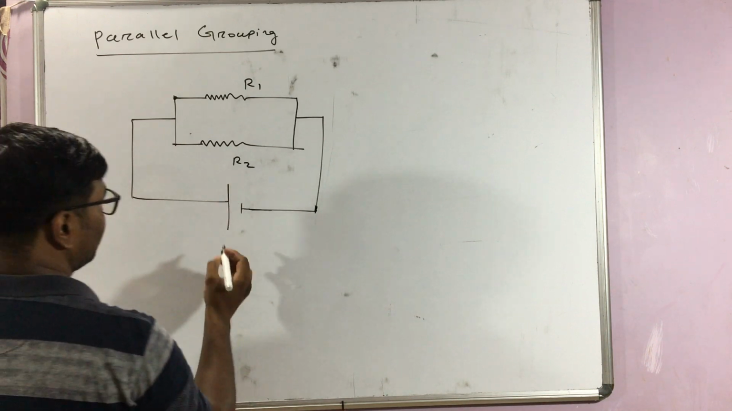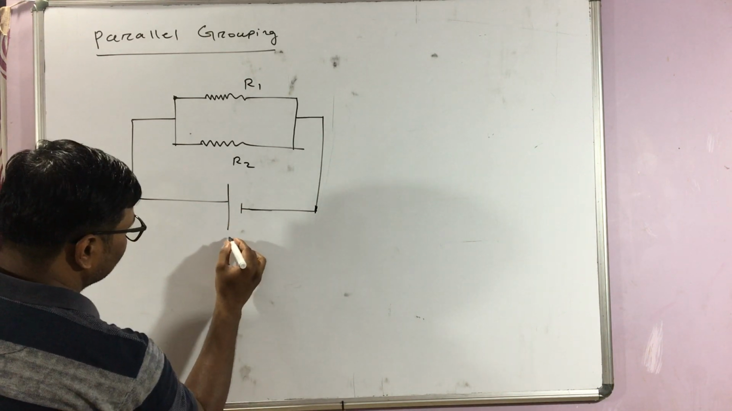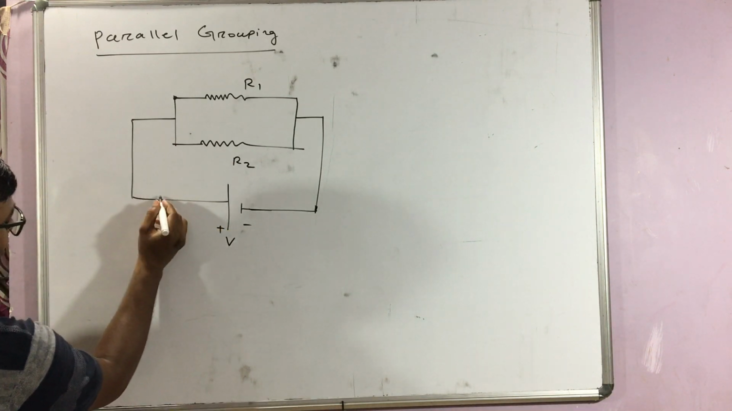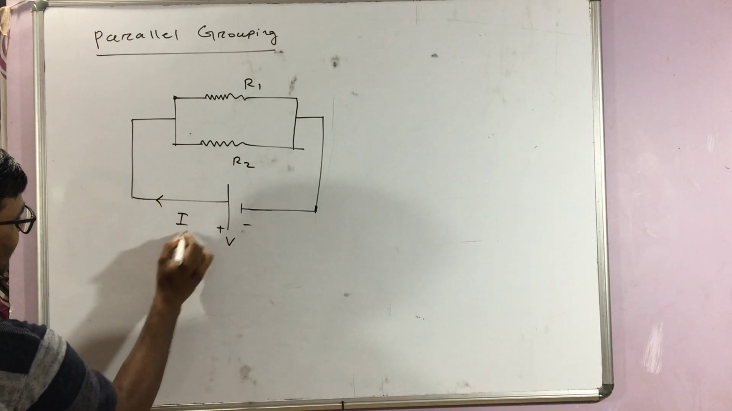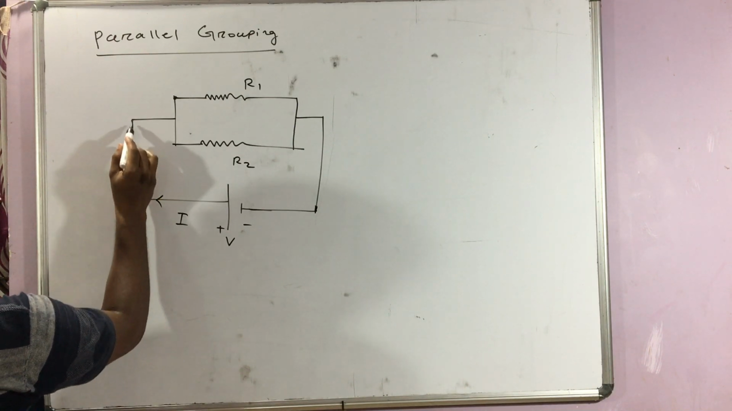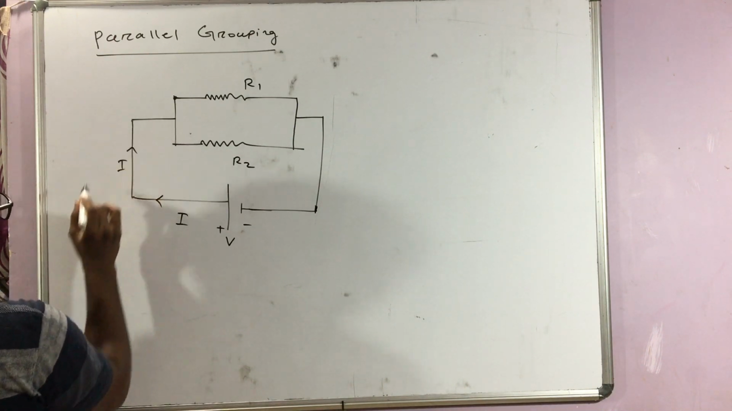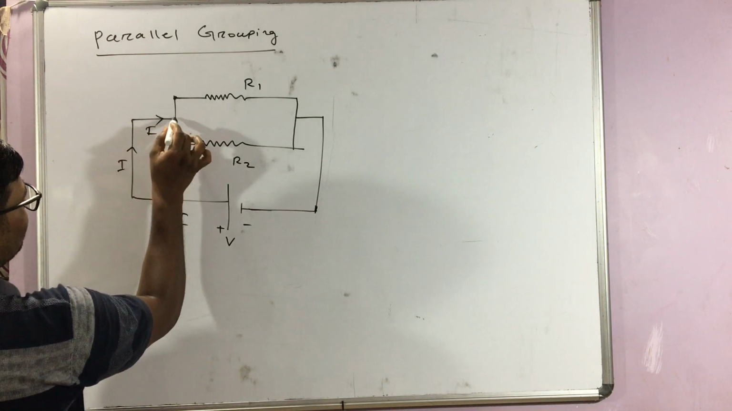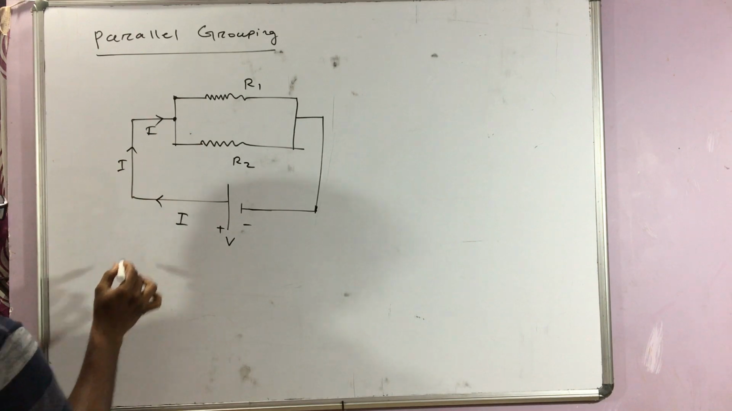Let us take a battery here. The battery here, let's say V, if this is plus, this is minus. So the battery will send some amount of current to the circuit, let's say it is I. The current will come here. Again, as only one way is there, in this branch also current I will flow, and from here to here also I amount of current will flow.